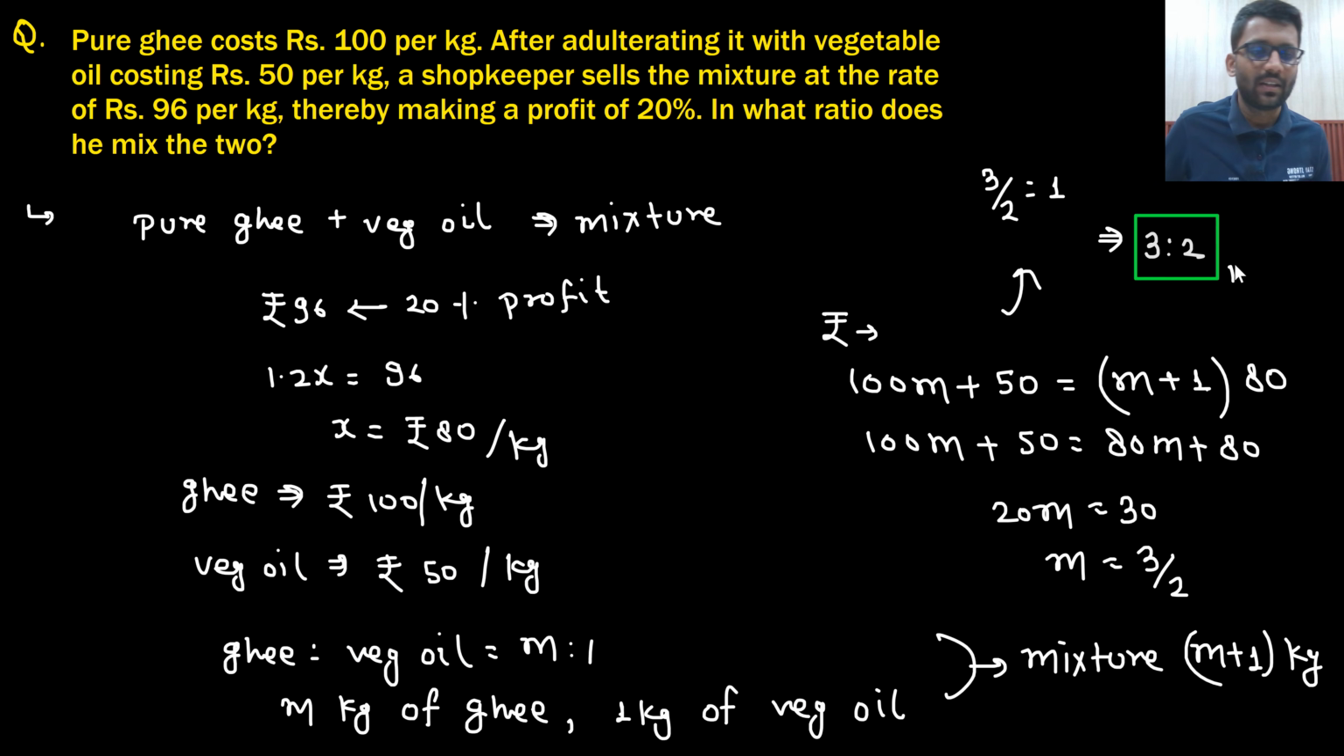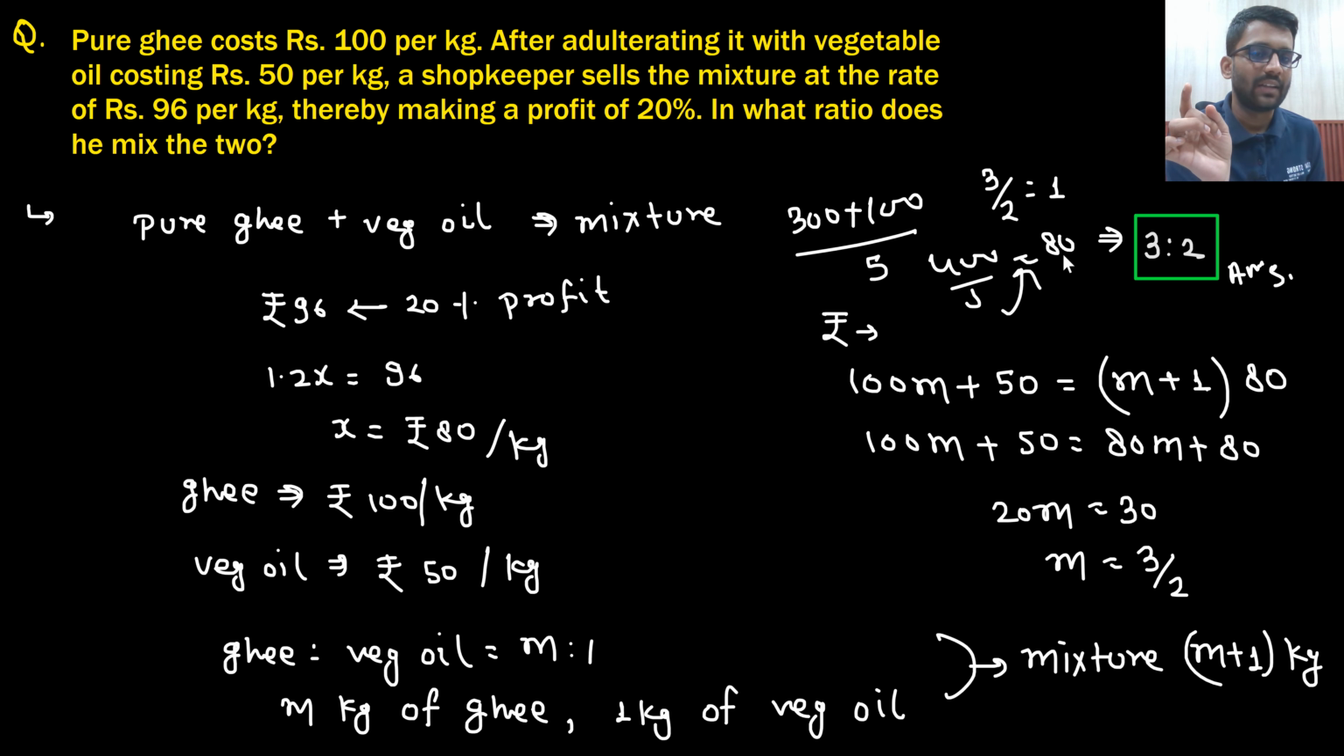And we can check as well. How will we check? He will mix 3 kg of ghee, that means it will cost him 300 rupees, plus 2 kg of veg oil, that means it will cost him 100 rupees. And how much is the total weight now? 3 kg of ghee, 2 kg of oil, that means total weight is 5 kg. So 300 plus 100, that means 400 by 5. So basically the price is 80 rupees per kg.